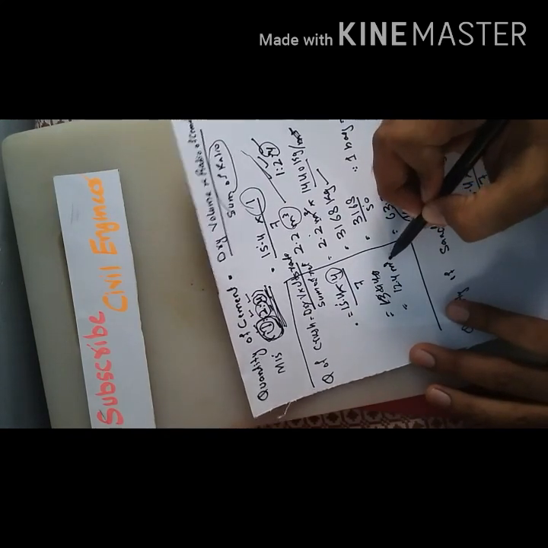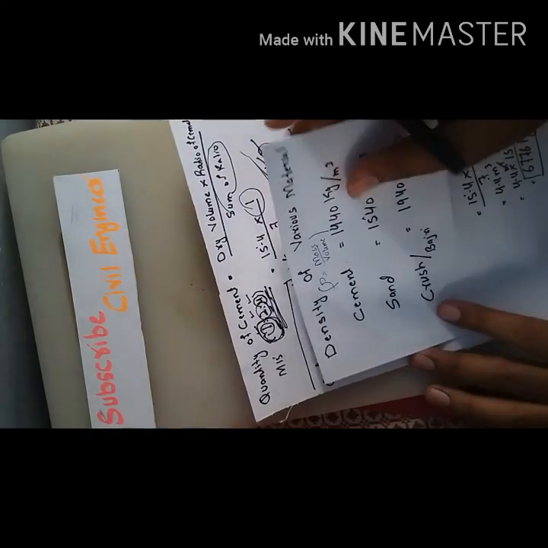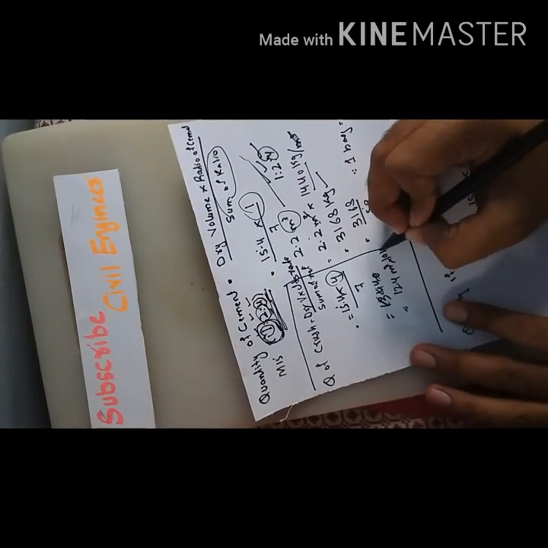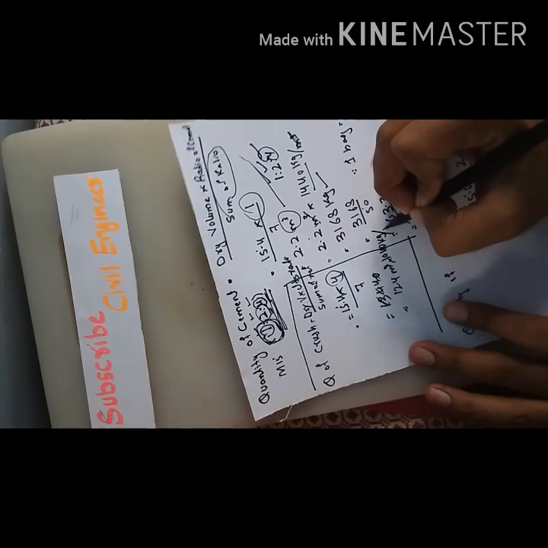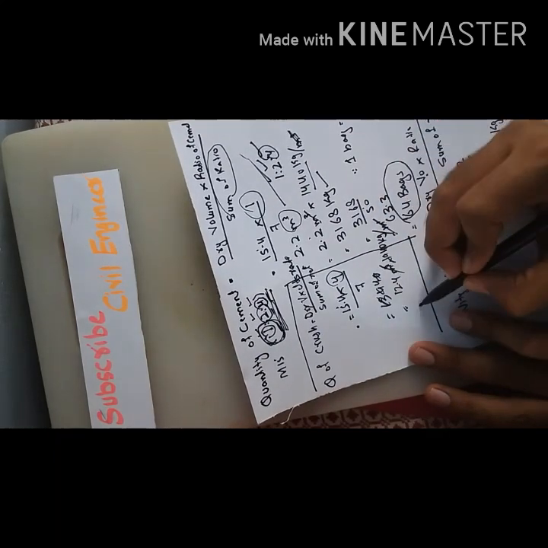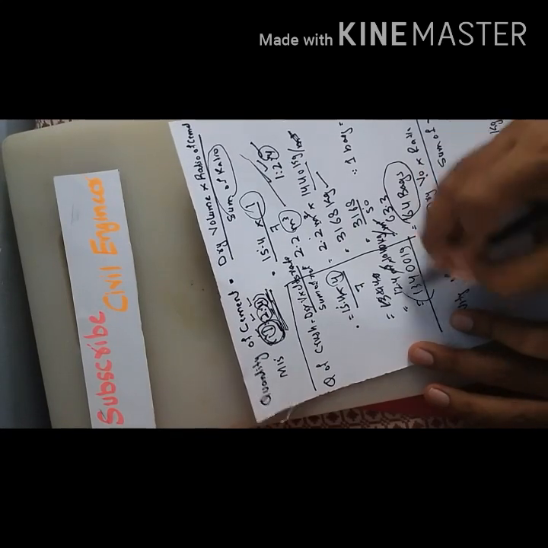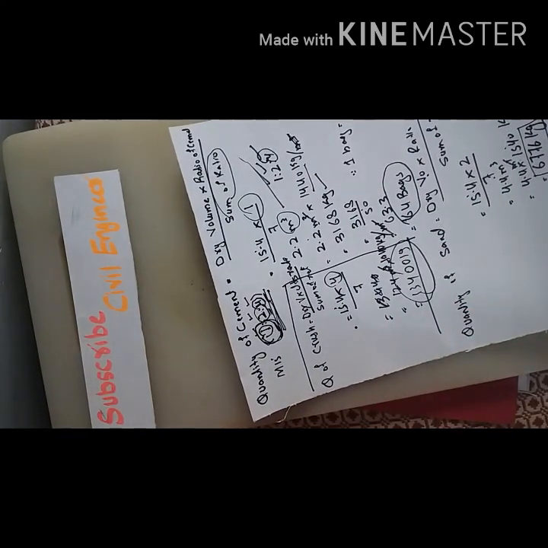So I need in kg, so I will multiply this by its density, and the density of crush is 1940 kg per cubic meter. Cubic meter cancel by each other, multiply with this 1340 kg. So we get the quantity of crush in kgs.